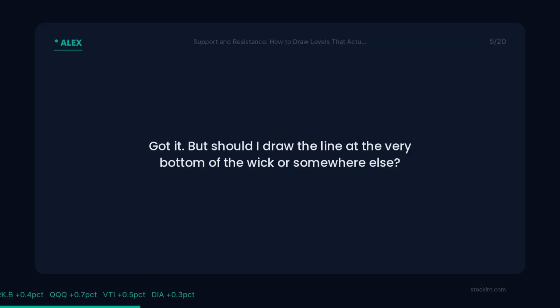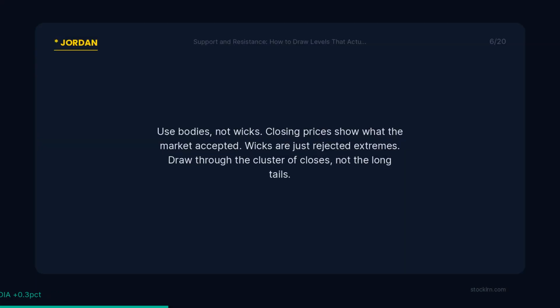Got it. But should I draw the line at the very bottom of the wick or somewhere else? Use bodies, not wicks. Closing prices show what the market accepted. Wicks are just rejected extremes.